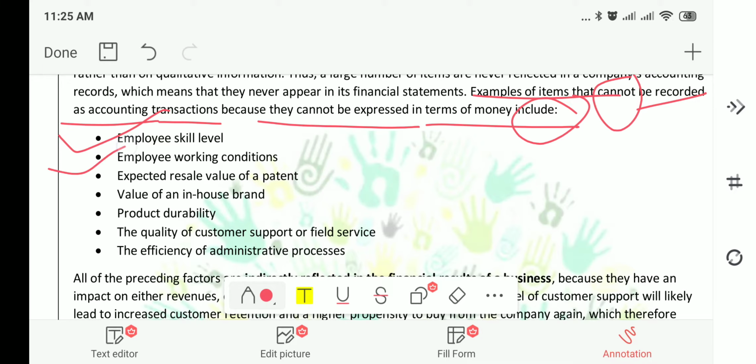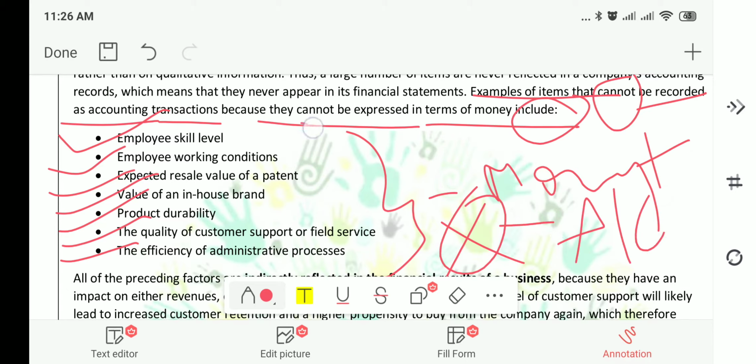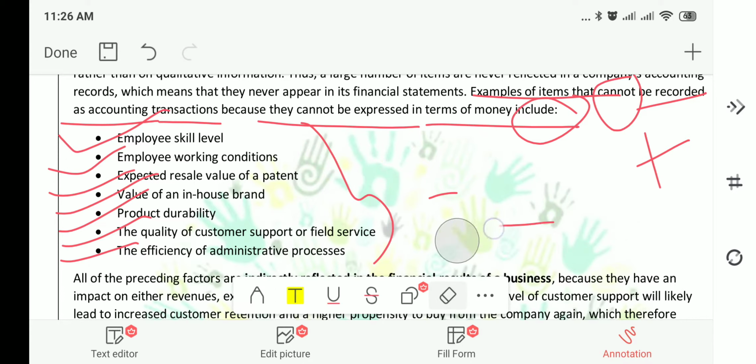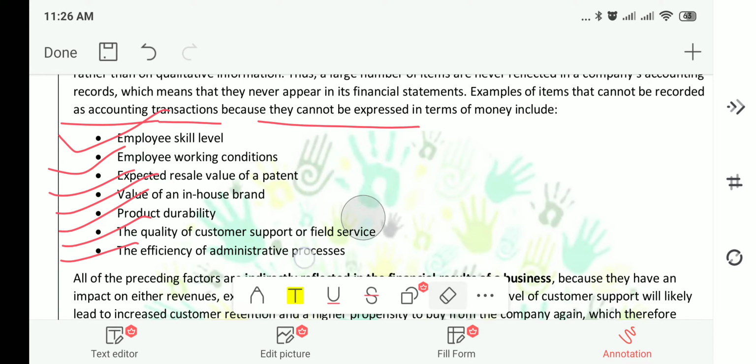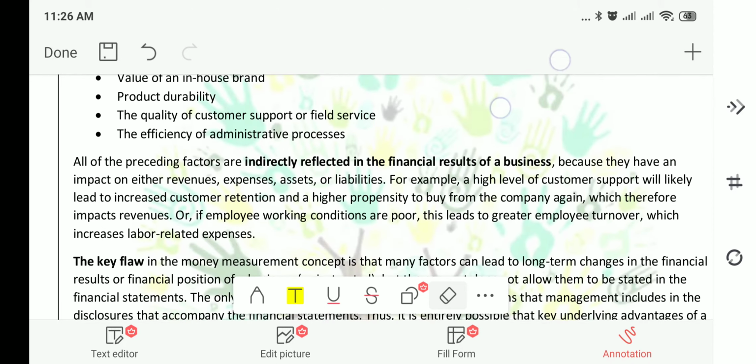The second is employee working conditions. Third, expected resale value of a patent. Fourth, value of an in-house brand. Product durability. The quality of customer support or field service. The efficiency of administrative processes. Do remember all these things, as these cannot be mentioned in monetary terms, therefore they are not mentioned in accounting books. Any of these examples can be asked in the examination, and they tell you to identify which of them can be mentioned in accounting books, right?